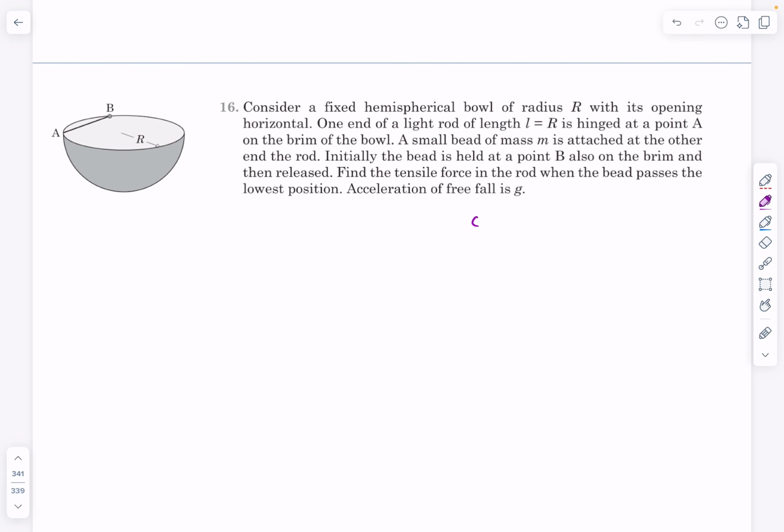This question is CYU 16 from Work Power Energy, from the Pathfinder book. The difference in this question is that they want you to find the tensile force in the rod when it is at the lowest point. So give this problem a try, and if you want any help, you can just comment down below.